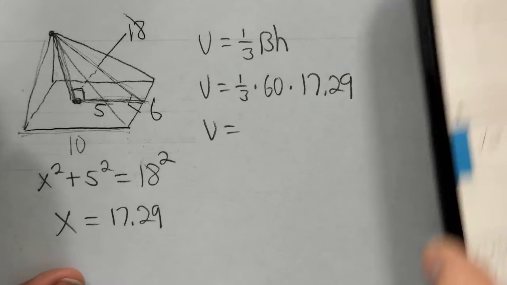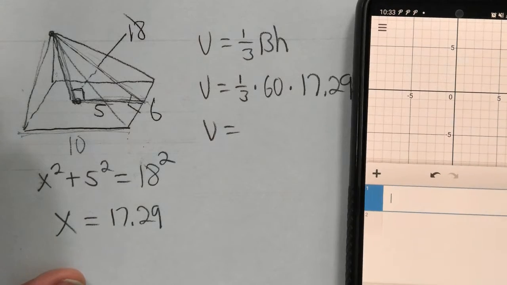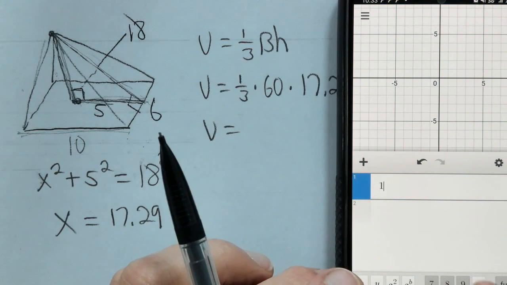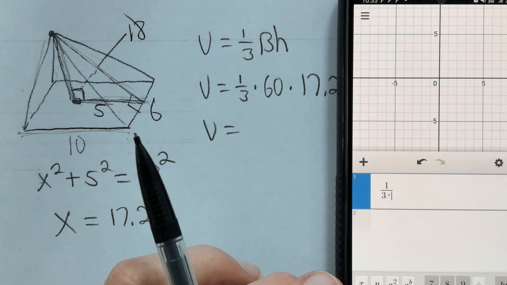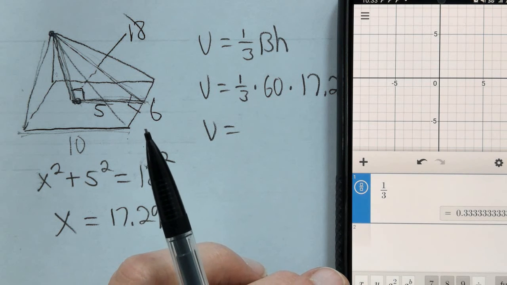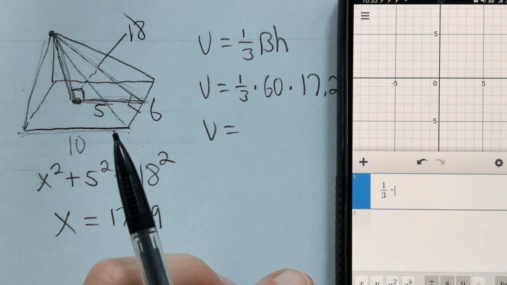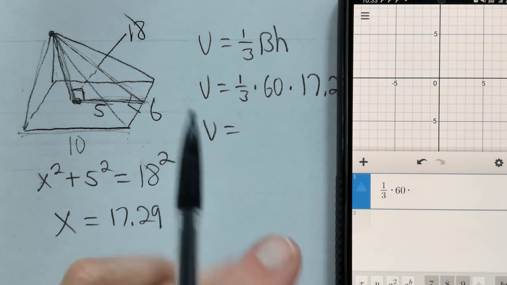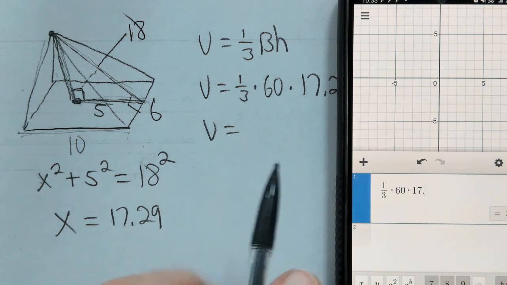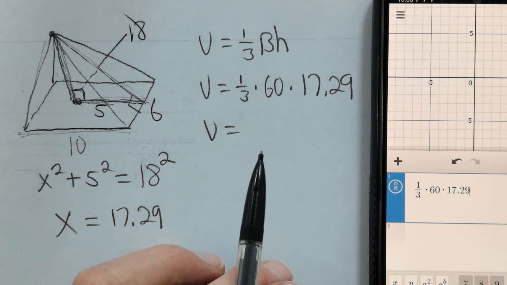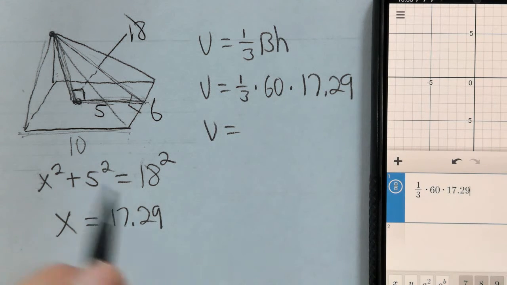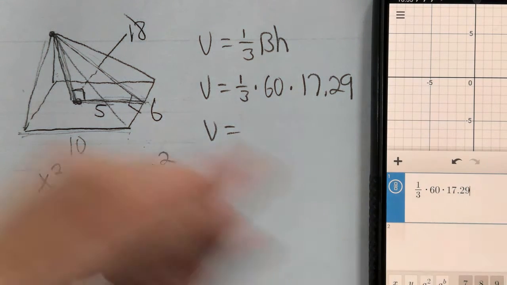All right. To finish it, it's just a matter of going 1/3 times 60 times 17.29. So 345.8. That's your correct answer.